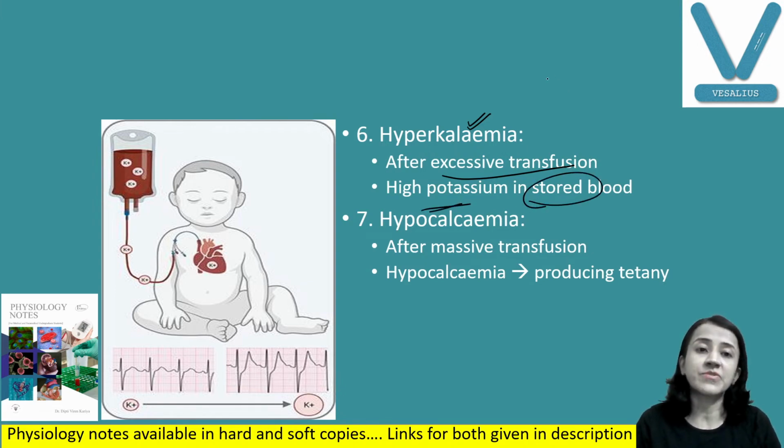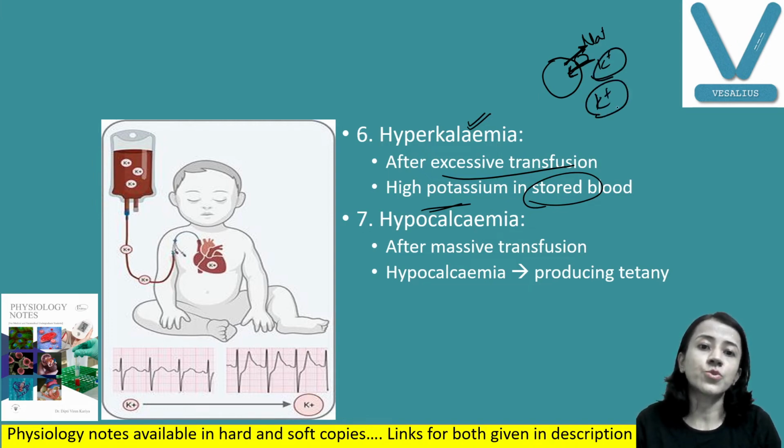Why high potassium? As we have discussed, in stored blood, suppose the blood is stored, these RBCs, like all normal cells, have a sodium potassium pump. What is the role of the sodium potassium pump? It pumps 3 sodium outside and 2 potassium inside. And this fails here. So sodium ions are not pumped outside and potassium ions are not pumped inside. So the outside potassium concentration is more, so there is a high potassium level in the stored blood.